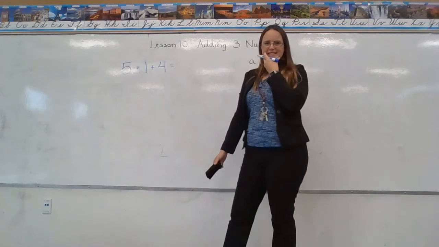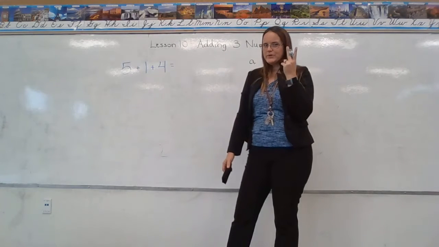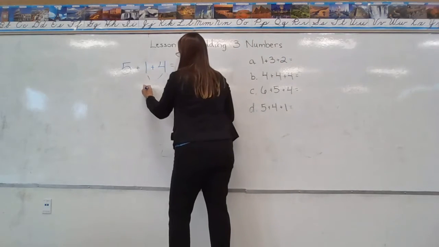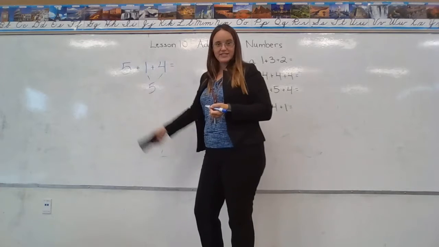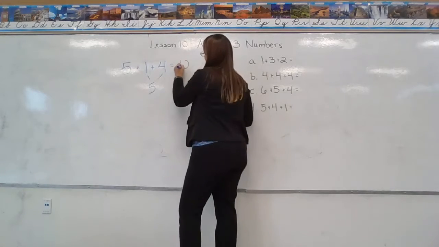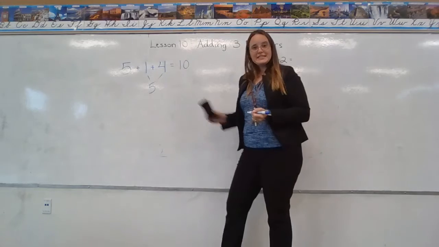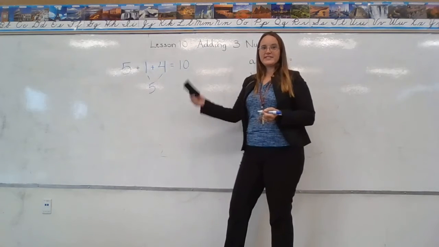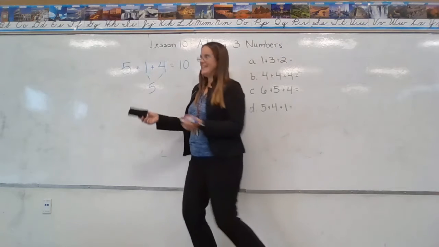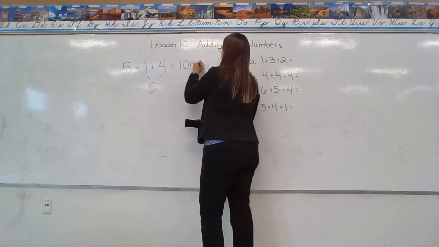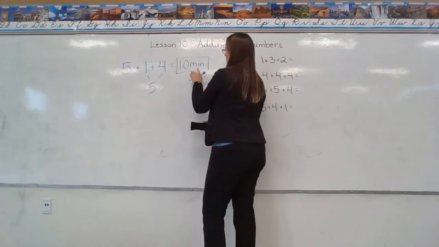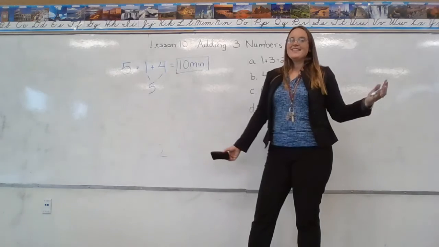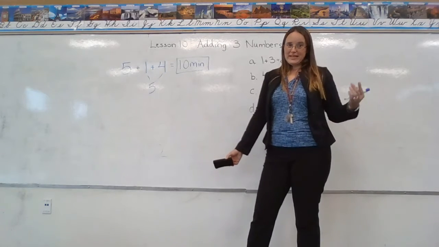So can I make a 10 here out of two numbers? No. But look what I can do. I know that 1 plus 4 is 5, and 5 plus 5 is 10. So I did end up making a 10. But since this is a word problem, what do I need? She exercised for 10 minutes. So I have to have my label. And we can abbreviate minutes to just min. That stands for minutes. Okay? This was a super duper quick lesson.